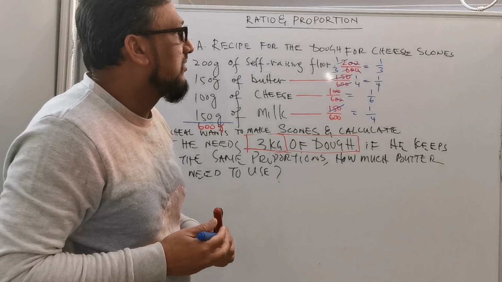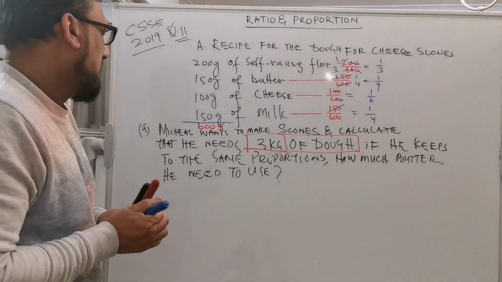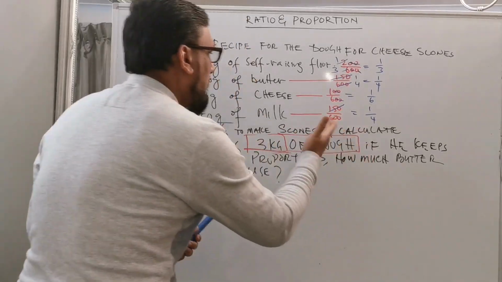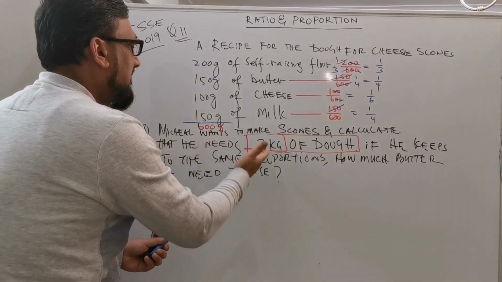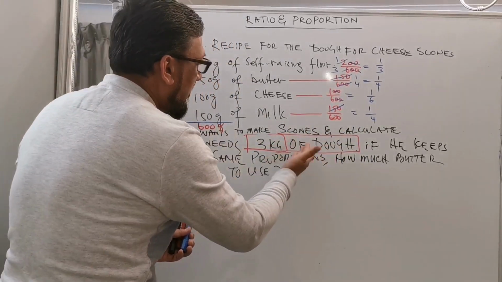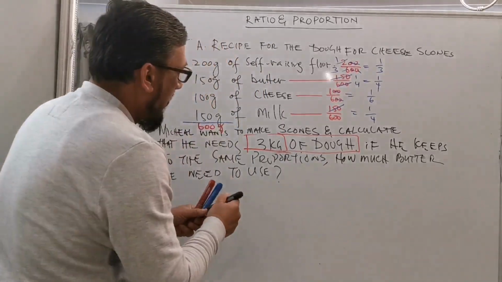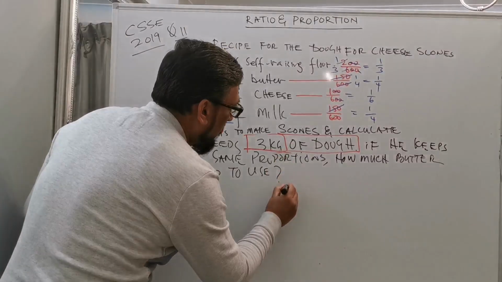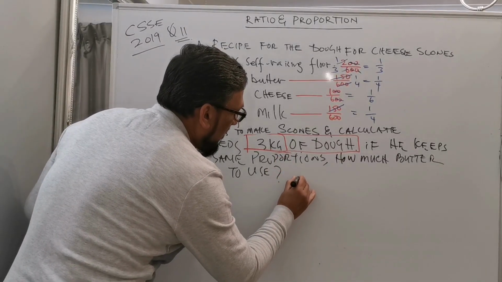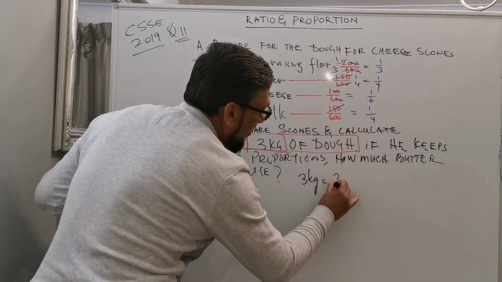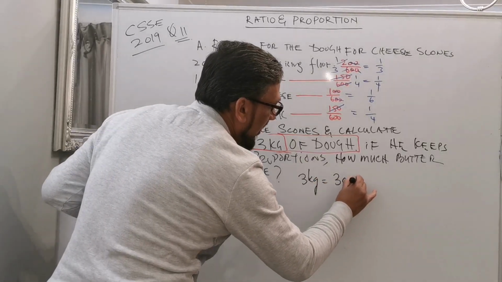So we found the proportions as per the total number of gram, which is 600. Now move on to the questions. Michael wants to make scones and calculates that he needs 3 kilo of dough. So 3 kilo of dough, which I need to convert to gram first. 3 kilo is equal to 3000 gram.